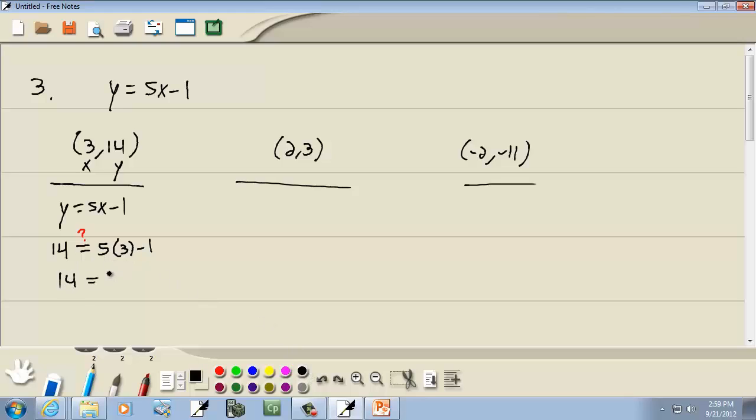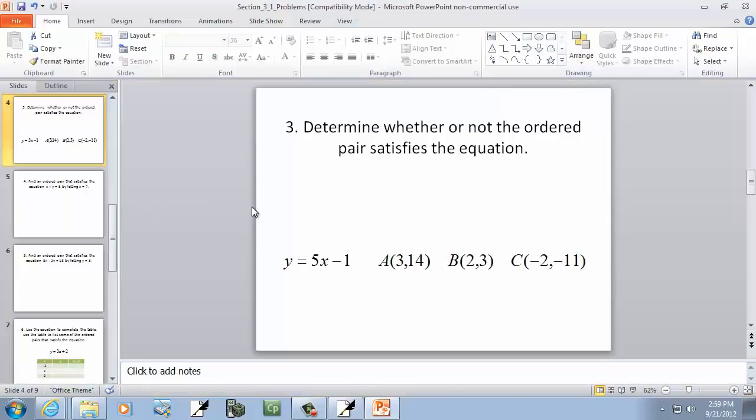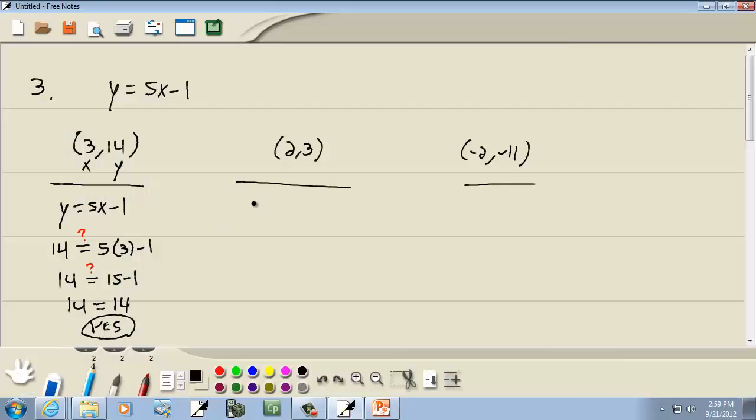That's what we're trying to see. Well, 5 times 3 is 15. So we got 15 minus 1. And again, we're checking to see if that's true. And 15 minus 1 gives us 14. Since both sides equal each other, the answer to this one is yes. That is an ordered pair that satisfies the equation. Okay, next one, (2, 3).